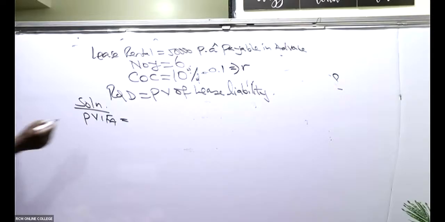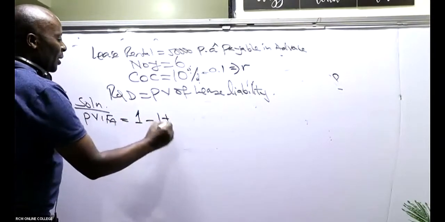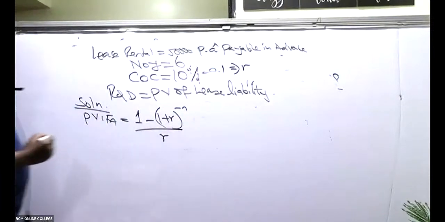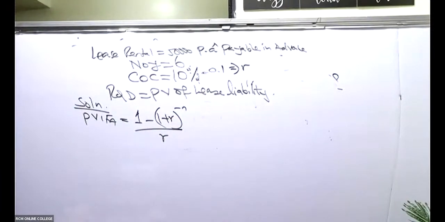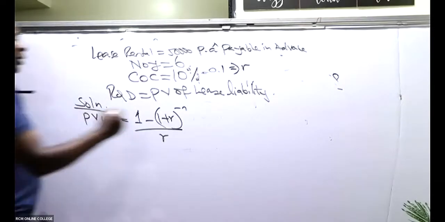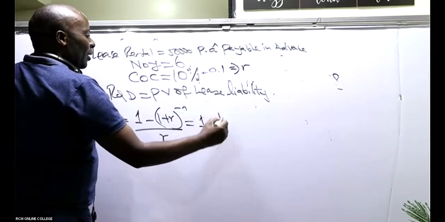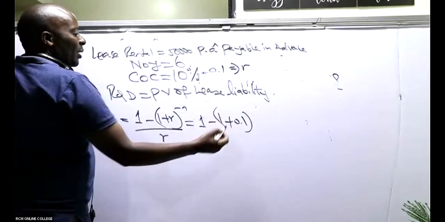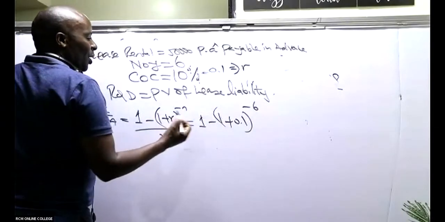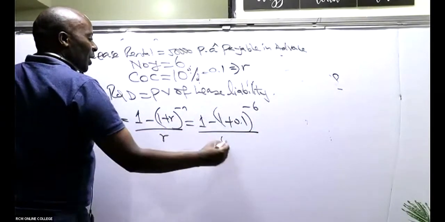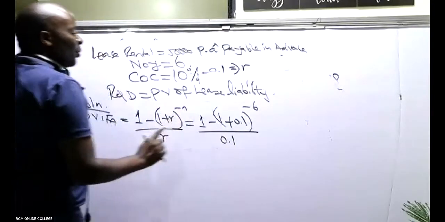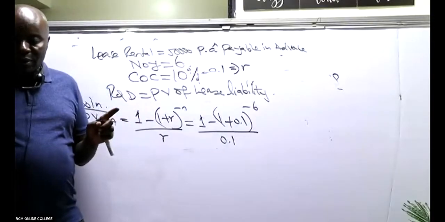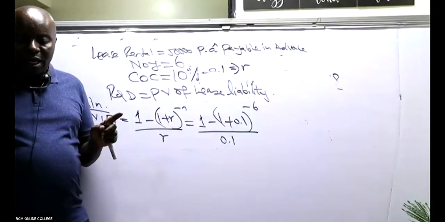So my PV here will be 1 minus this simple formula, and then we divide everything by R. So now remember this one here will be 1 minus (1 plus 0.1), because R is 0.1, raised to minus 6. And then we divide everything by R, which is 0.1. Everybody, please ensure that you are able to get this using your calculators.